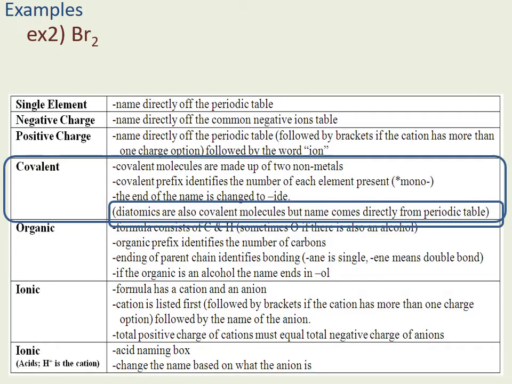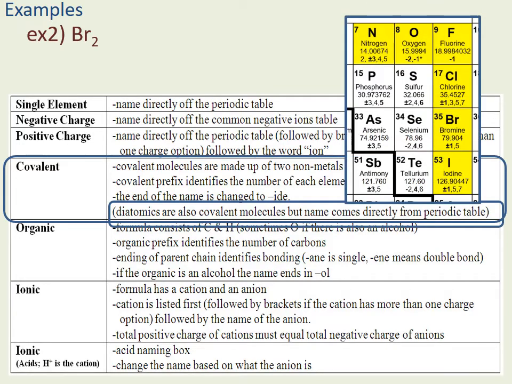But names come directly from the periodic table, so we don't use covalent prefixes. The name comes directly from the periodic table. And just like O2 is just called oxygen and oxygen is O2, Br2 is just called bromine.